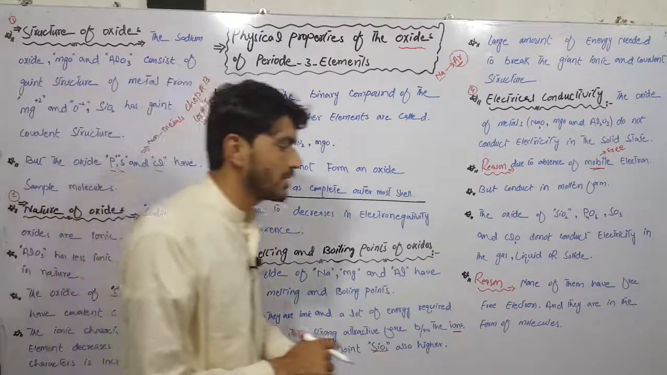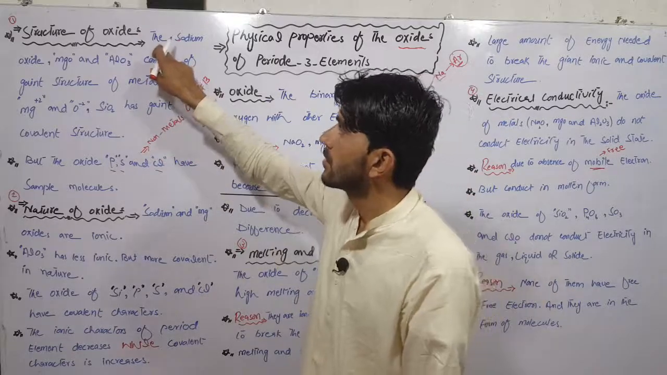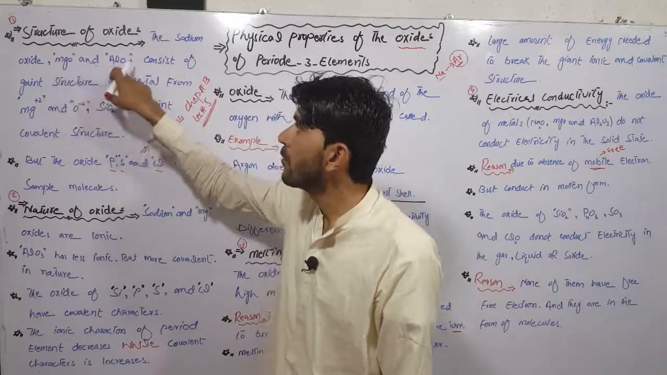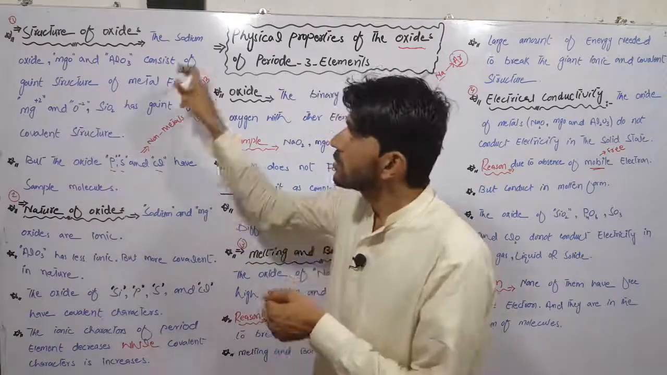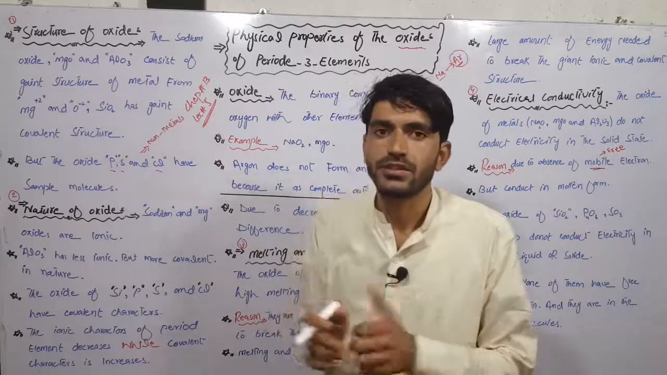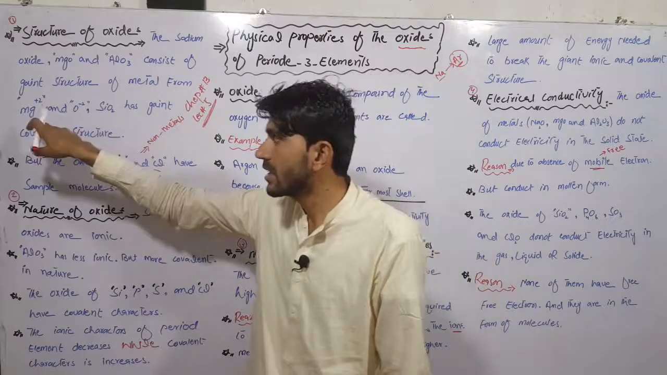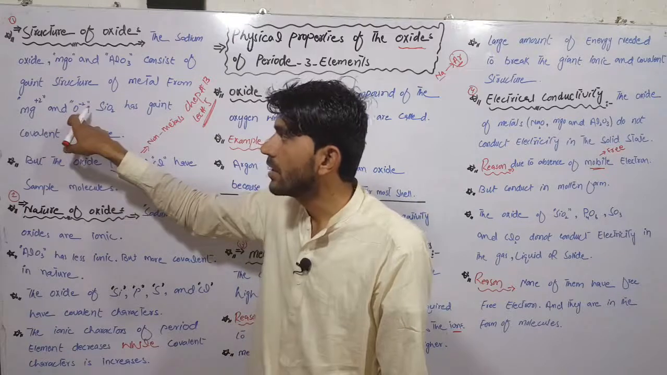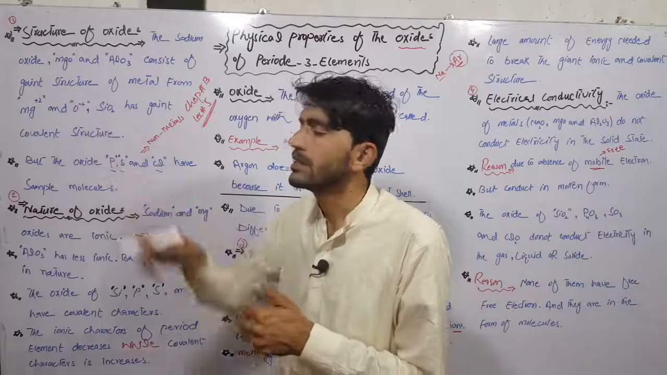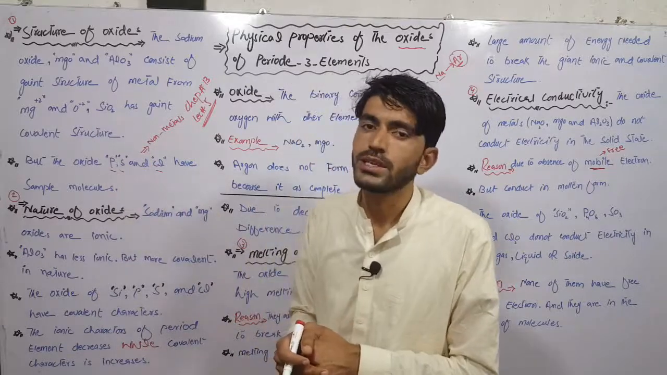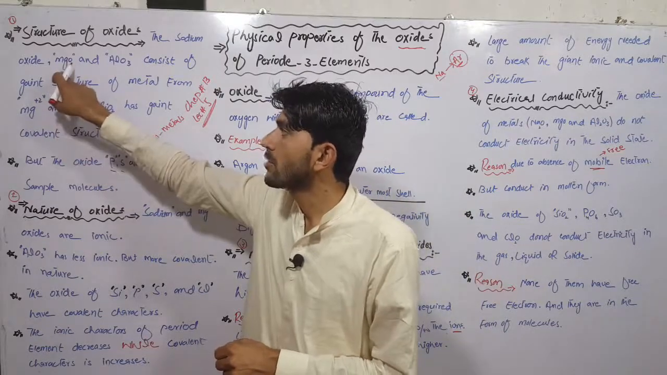It has 4 physical properties. The first one is the structure of oxides. First of all, sodium oxide, magnesium oxide and aluminum oxide consist of giant structures of metals. Here sodium, magnesium and aluminum have giant structures, meaning complex and large structures. For example, whenever magnesium and oxygen react, magnesium donates 2 electrons and oxygen accepts them, so it gets a negative charge, and therefore they form magnesium oxide.